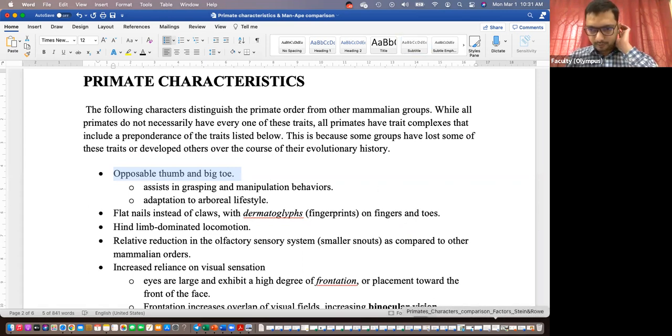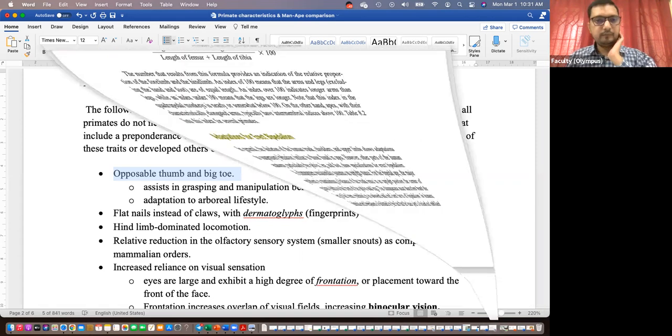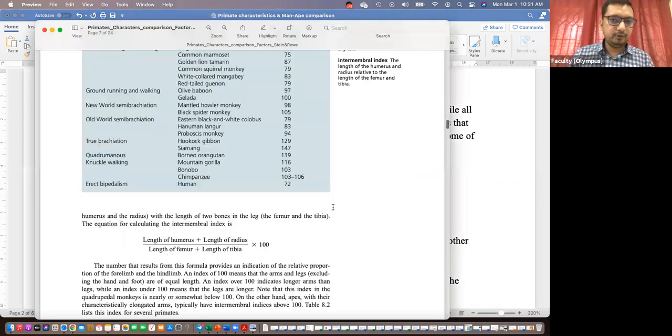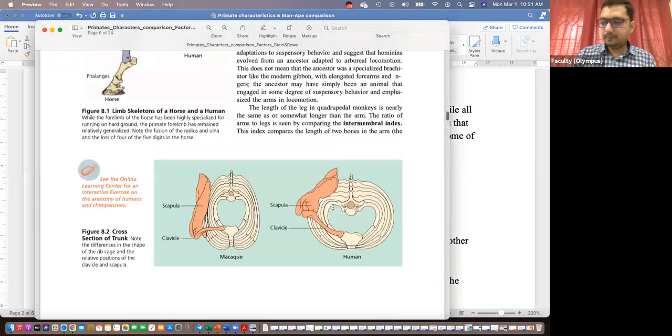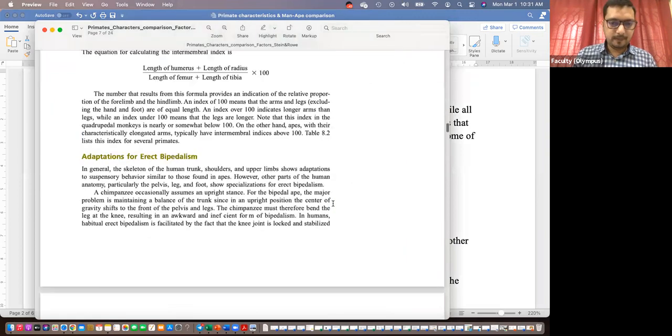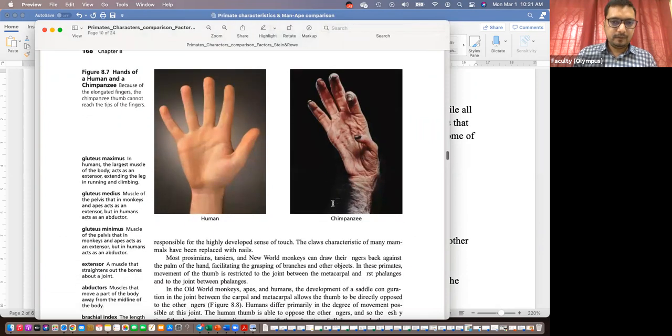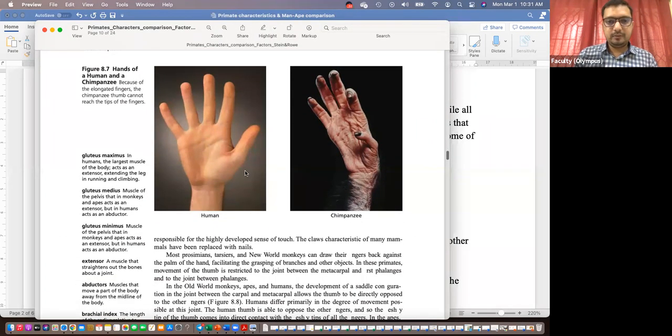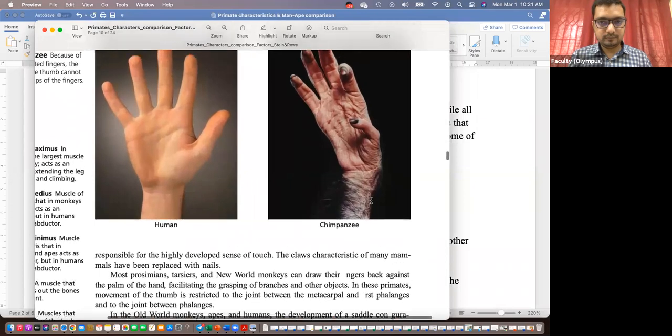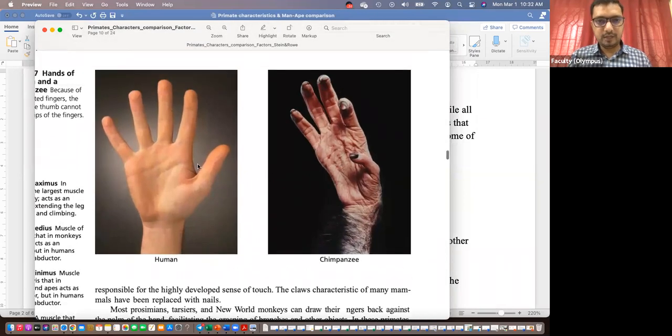I'm going to send this chapter for reference. I'm going to show the great images in this book. We're going to use them. For example, you notice here, look at the opposable thumb in humans and chimpanzee. This is the arm of a chimpanzee. Do you see a lot of similarity between our arms and chimpanzee's arms? They both have opposable thumbs.